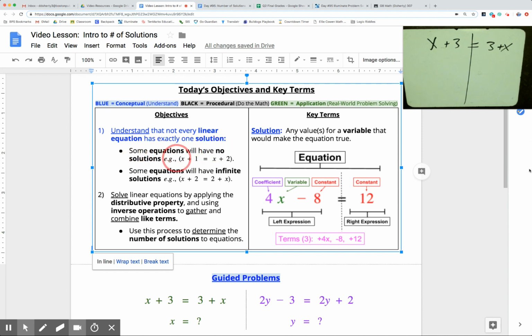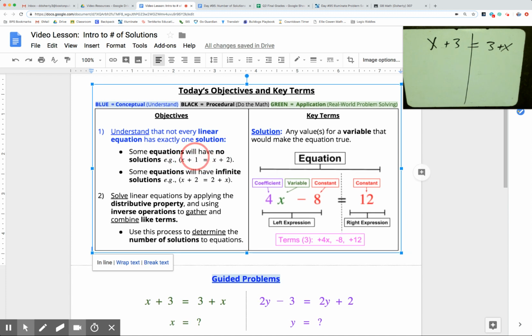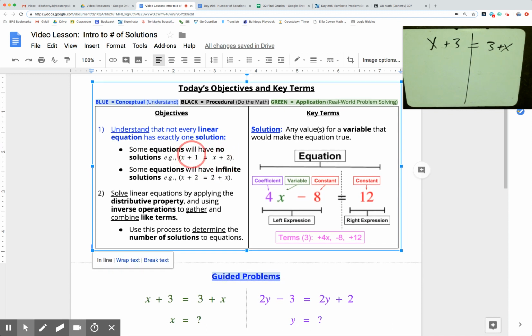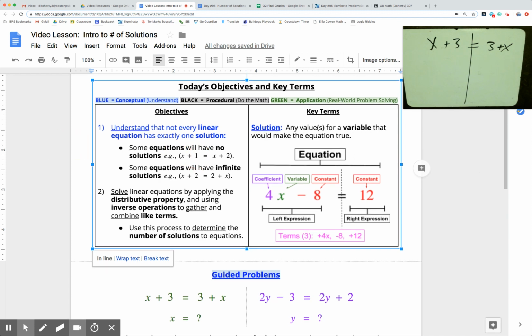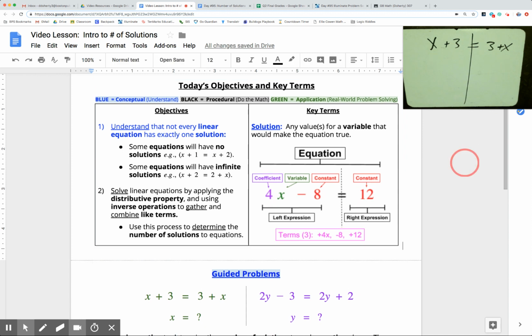How can that be? What if you have an equation like x plus 1 equals x plus 2? It doesn't matter what value you pick for x. The left side is always going to be one less than the right side because they look like the same expressions, except this side gets a plus 2, this side gets a plus 1. And that same idea, some equations can also have an infinite number of solutions, or tons and tons of numbers.